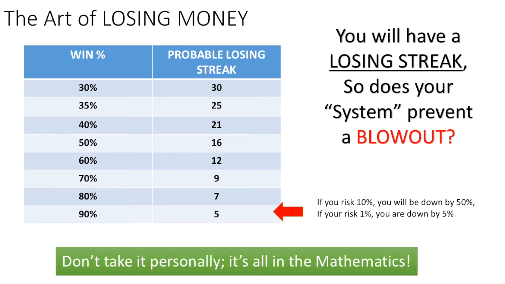So you don't have to take it personally. It's really all in the mathematics. This is part of life. So the thing is this: you will have a losing streak one day. You need to ask whether your trading system prevents you from blowout. Now, this is how it works.